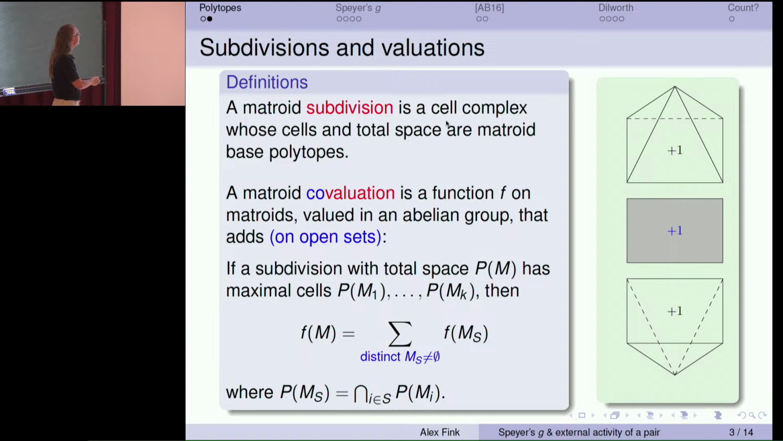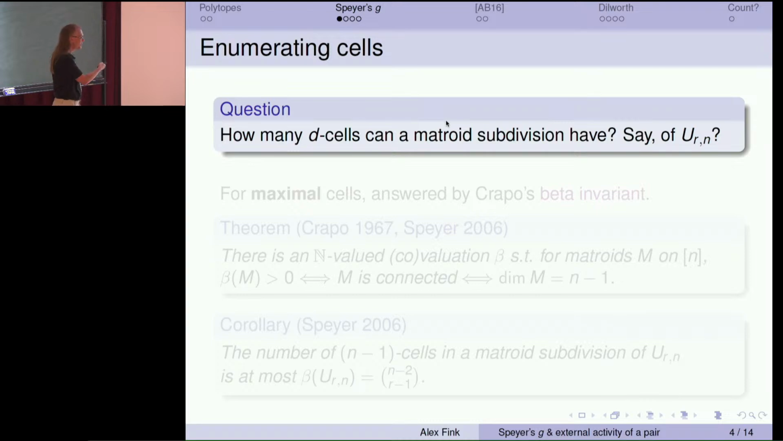Speyer's g invariant was in my title, to be distinguished from Dirksen's G, Dirksen's capital mathcal G. This is just Speyer's lowercase ordinary g. So what's Speyer's lowercase g? It was introduced by Speyer in an attempt to answer an extremal question. If I have a matroid subdivision, maybe of the uniform matroid, because that's the matroid with the most bases, with the biggest polytope, fixing the rank and ground set, how many cells can I cut it into? How many cells of each dimension d could you have in such a subdivision? A natural extremal question on these matroid subdivisions.